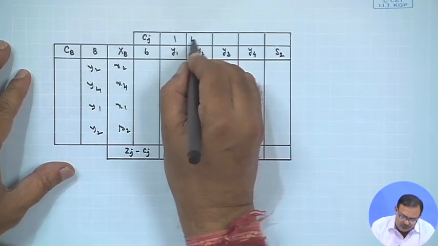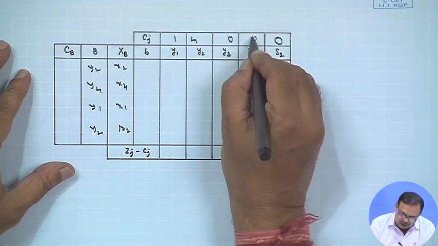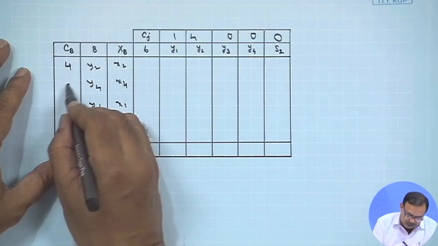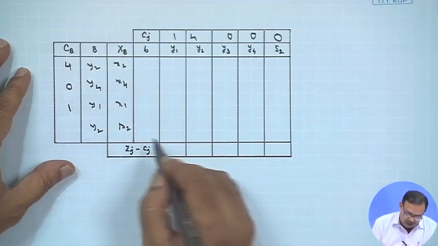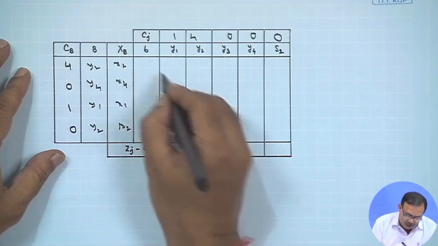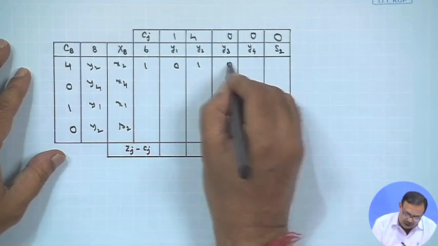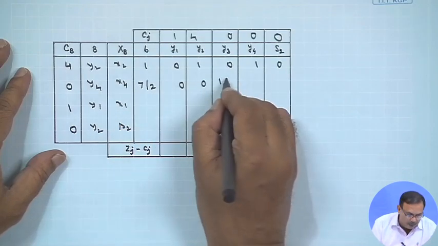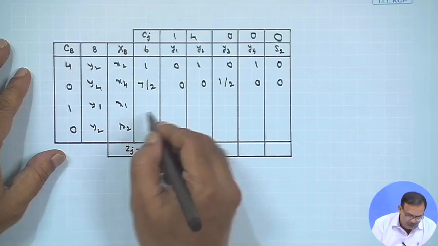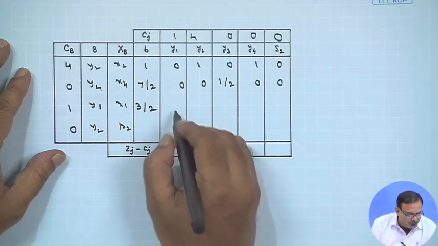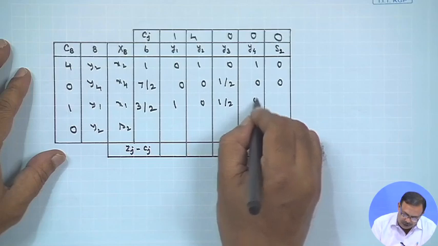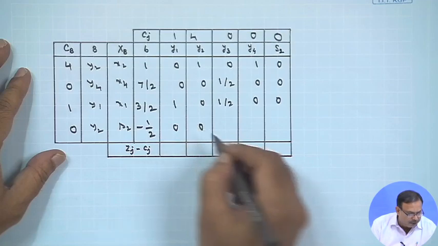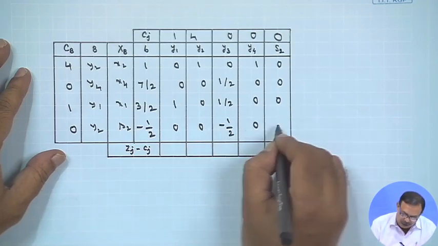CV values are 1, 4, 0, 0, 0. S1 we have removed already. So it will be 4, x4 is 0, x1 is 1 and s2 is 0. So I am writing 1, 0, 1, 0, 1, 0. Next one is 7 by 2, 0, 0, half, 0, 0. Next one is 3 by 2, 1, 0, half, 0 and 0. Then S2 is minus half, 0, 0, minus half, 0 and 1.